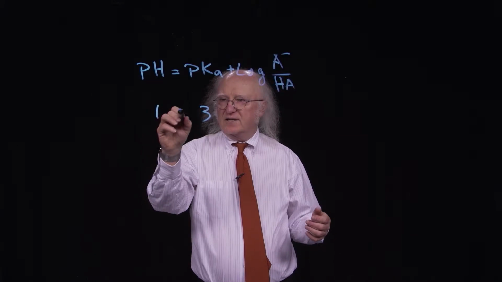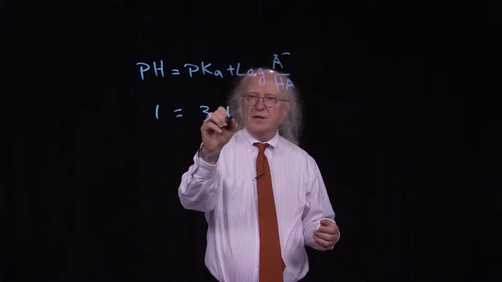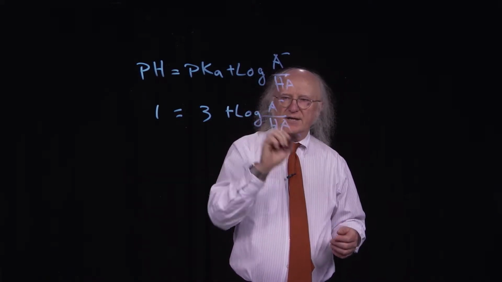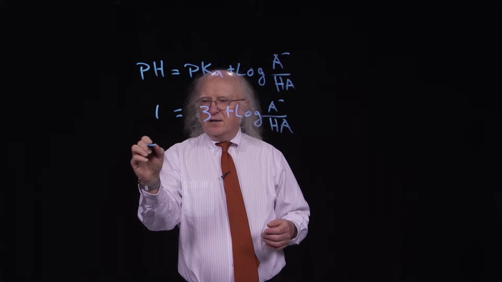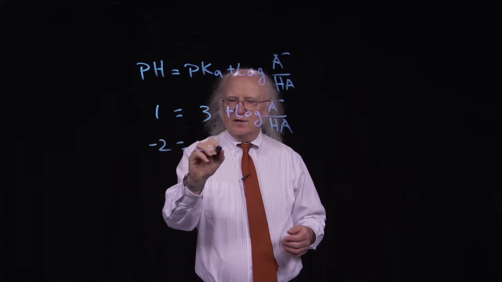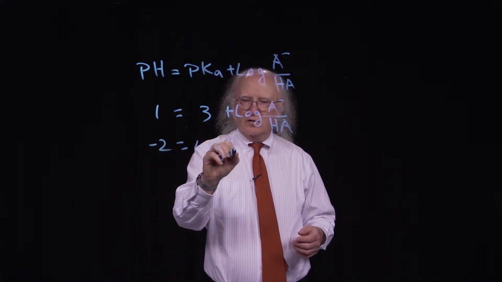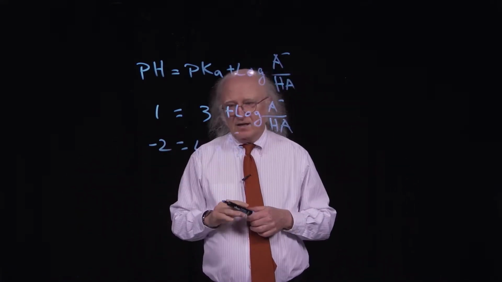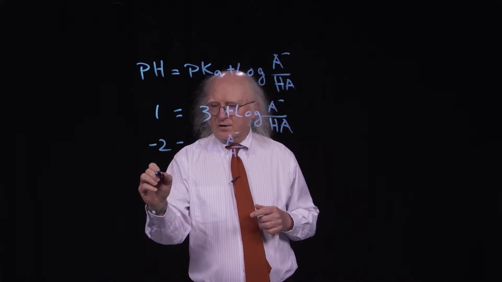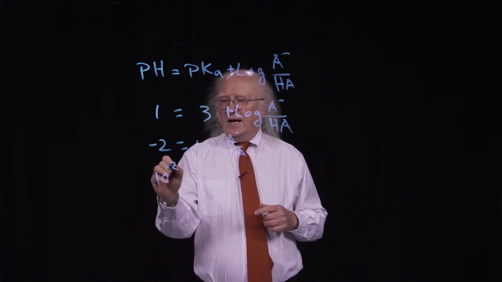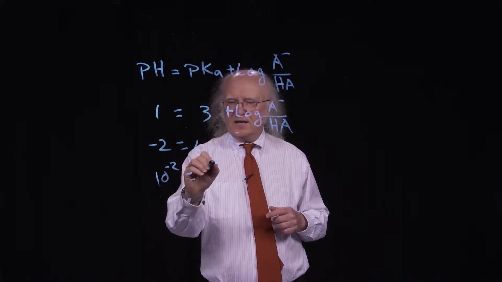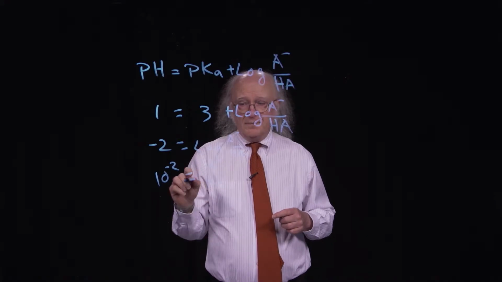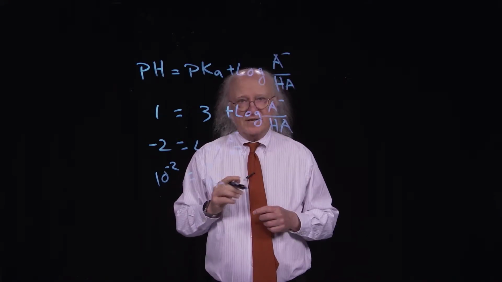Well, the first pH I get is 1, and so 1 equals 3 plus the log of A minus all over HA. And when I do that, I get minus 2 equals the log of A minus all over HA. And we can see again that we've got a minus sign. And so to get rid of the log term, we take 10 to that power. And that negative sign here is going to tell us that this ratio is less than 1, meaning there's more HA than there is A minus.